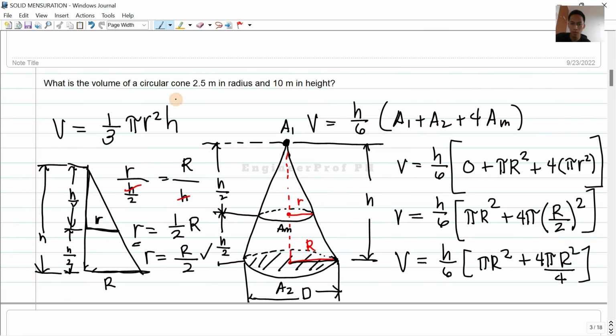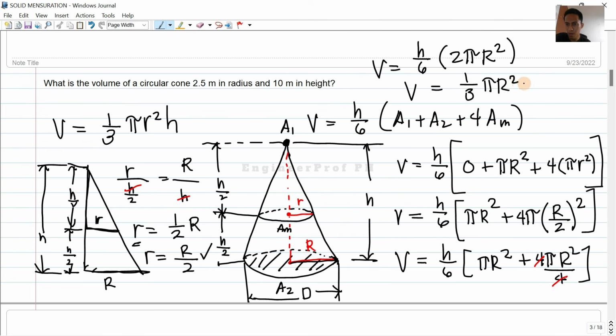So pwede nating makancel yung 4 here. So cancel 4. Then as you can see, magiging pi R squared plus pi R squared, or that is just equal to, we have here 2 pi R squared. So we have here volume is equal to h over 6 times quantity. We have here pi R squared plus pi R squared. So 2 pi R squared. So that gives us volume equals 1/3 pi R squared times height. Okay, so same as here. So in this case, small letter lang yung ginamit to.